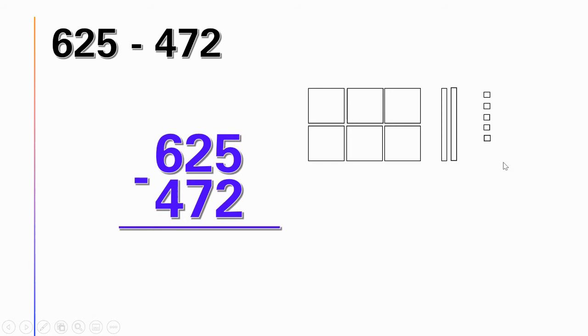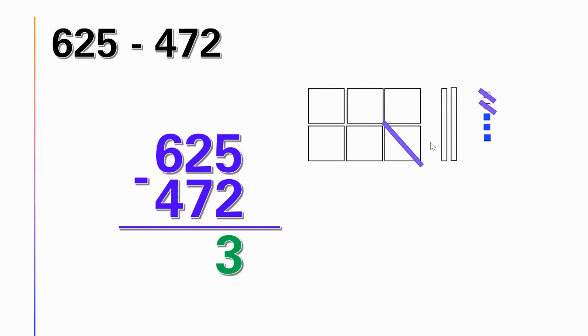Now we're going to start by subtracting the ones place. 5 ones minus 2 ones means that we're crossing out 2 of the ones cubes, which means we have 3 cubes left. So 5 ones minus 2 ones is 3 ones, which is represented by the 3 here. Now we're going to subtract the tens place. So we have 2 tens rods and we need to take away 7 because there's a 7 in the tens place. But we don't have enough tens rods, so what we need to do is regroup from the hundreds place.